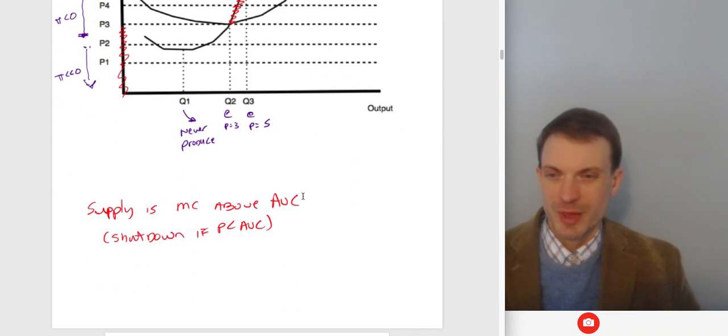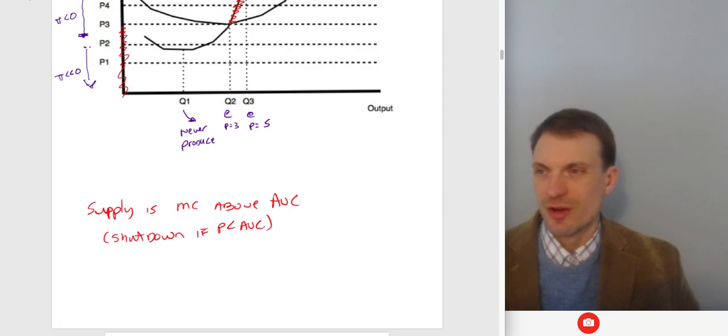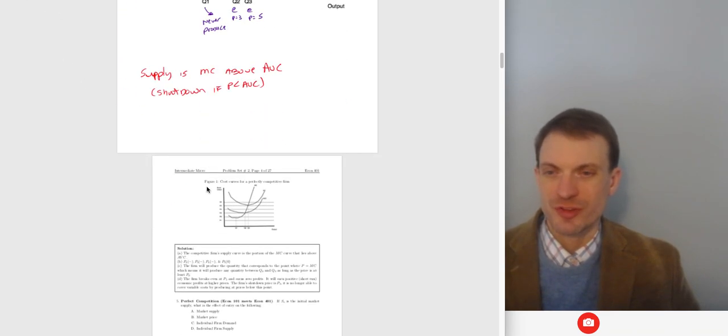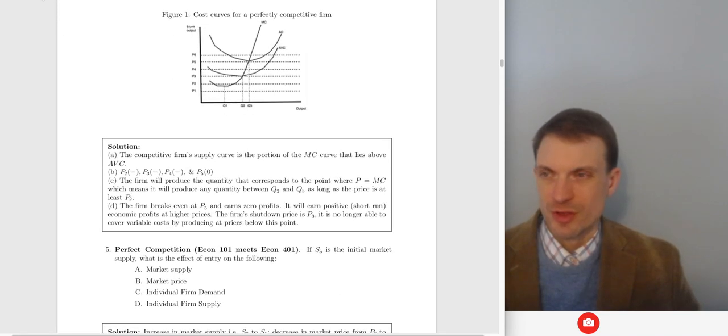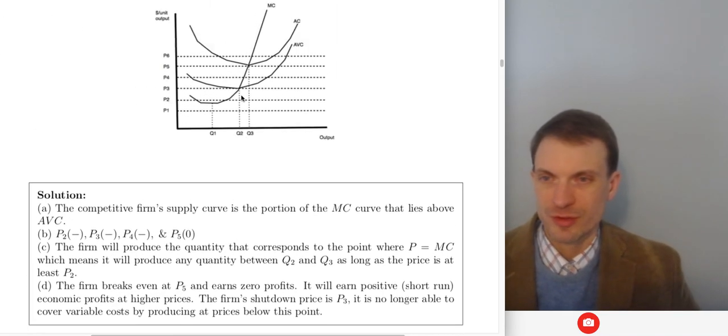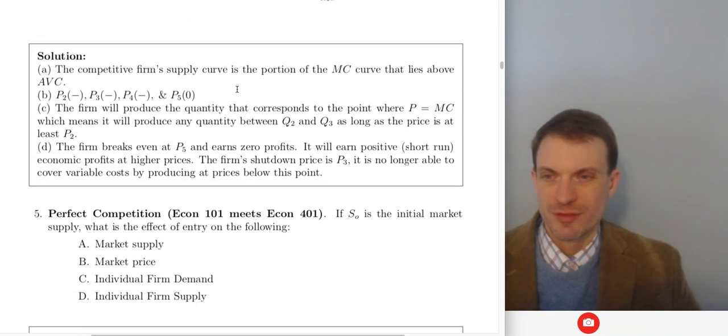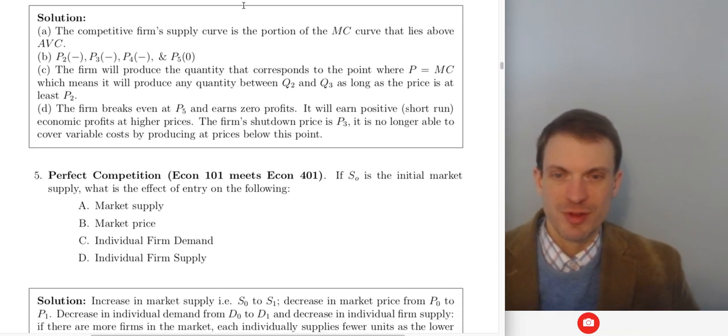Okay, supply is marginal cost above average variable cost, and this comes as a result of the shutdown rule, which is shut down if the price is less than average variable cost. And here's the solution I had written out, although I like the one I just went over way better. So I'll leave this here for a second if you want to stop the video.